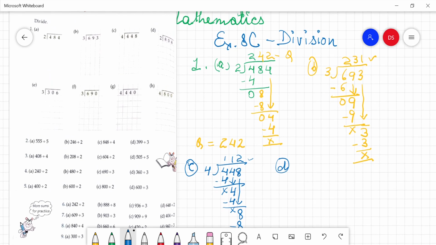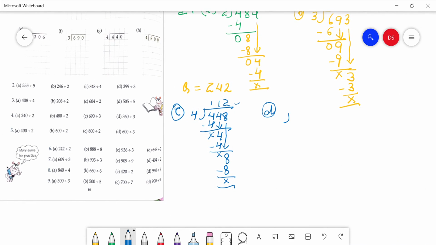D part. The dividend is 804 and we have to divide it by 2. 2 4s are 8. Next digit is 0. When there is 0, the answer is 0. We will write 0 on the quotient place. And now we will take next digit, that is 4. 2 2s are 4. The answer is 402. This is called quotient. And the number which is written inside is dividend, and the number by which we are dividing the number is divisor.